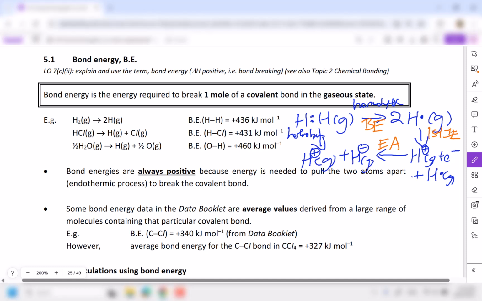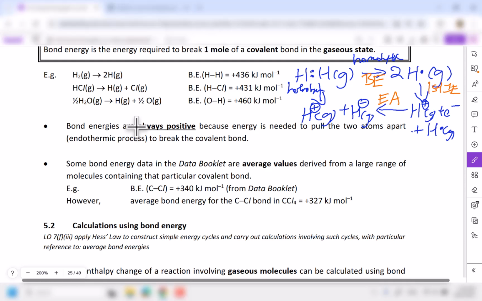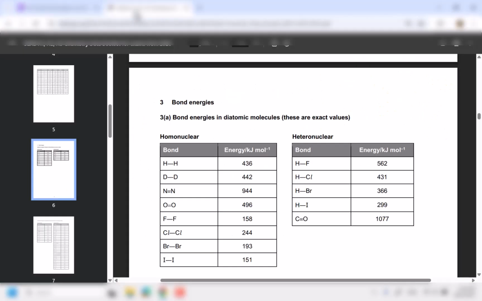Every bond energy term you see in the data booklets refers to homolytic bond breakage, because that is the definition. In case you do not know about the bond energy data in your data booklet, let me point you towards section 3 of your data booklet. There are two sections, if I'm not wrong. There's 3A, and 3A is for diatomic molecules where the values are exact. Why are they exact? Because there's only one H-H bond.